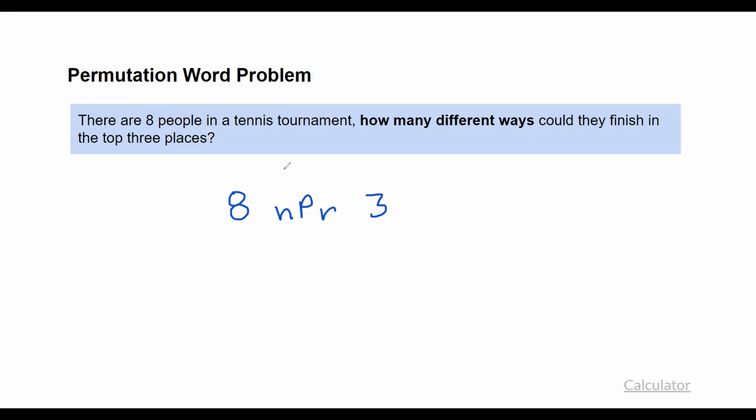So that's what we would want to enter into the calculator. First, the number 8, the PRB key, and then the NPR function, the number 3, and you should get the number 336. You will get some pretty large numbers sometimes with these combination and permutation problems. So don't be surprised by that.